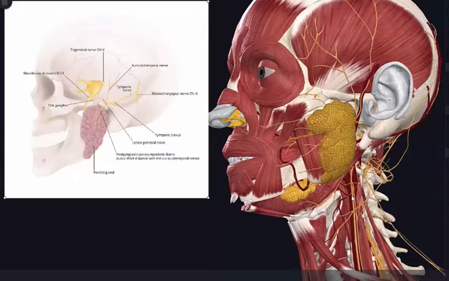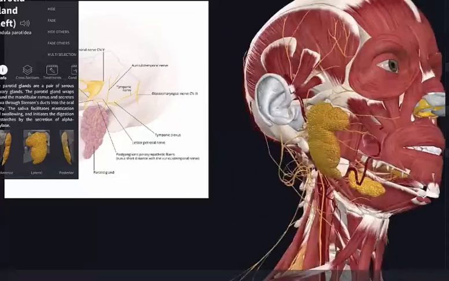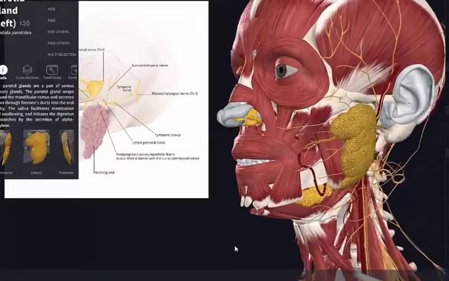Now let's have a look at the parotid gland and its innervation and see how we can compare and contrast it to the other salivary glands we have. Our parotid gland is right here, so we actually have two. We have one on the left side and one on the right side. The innervation of the parotid gland is different.